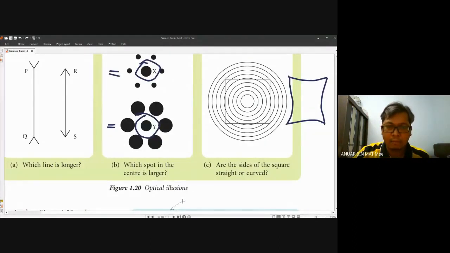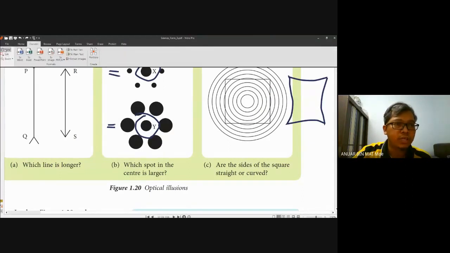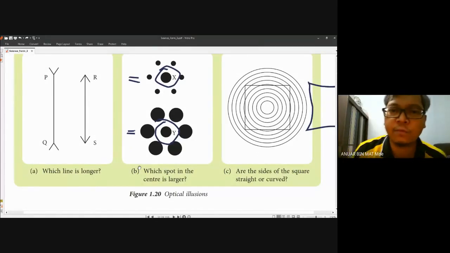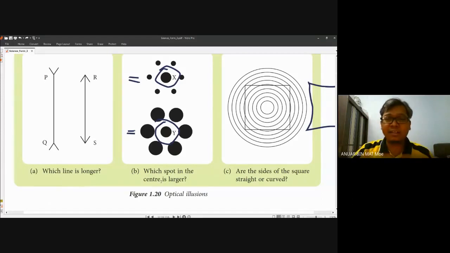There are many types of optical illusion in the world. You can go to the internet and search for optical illusion images, and there are many others. For example, I try to search optical illusion.